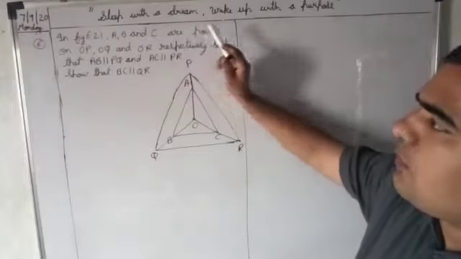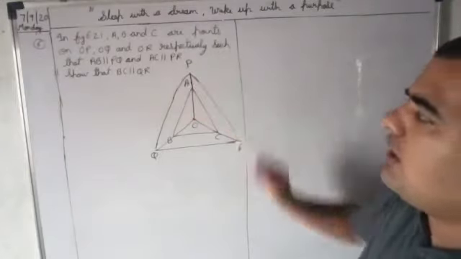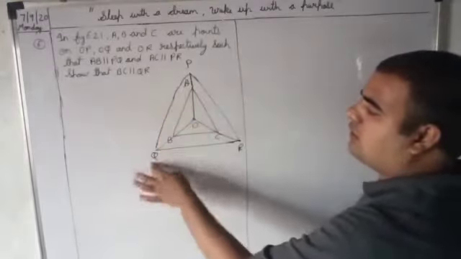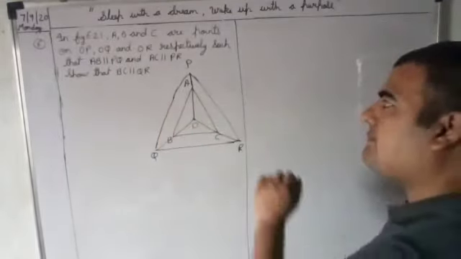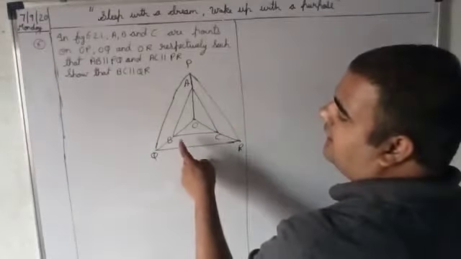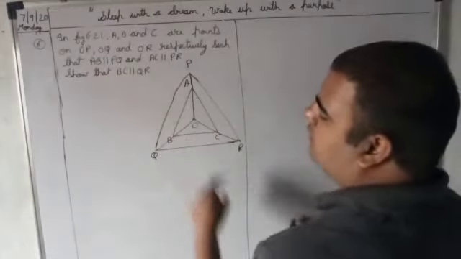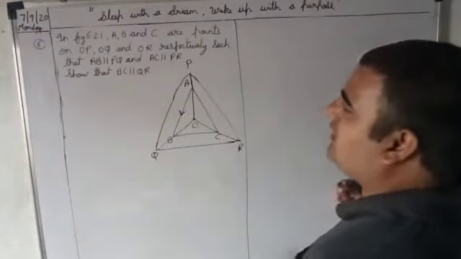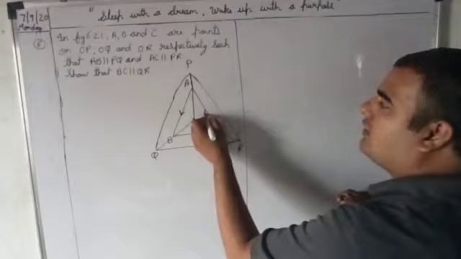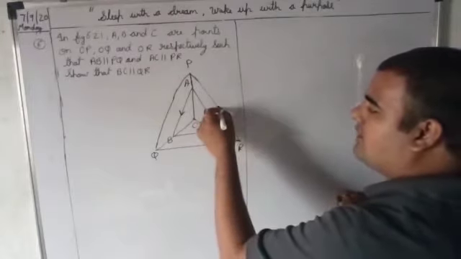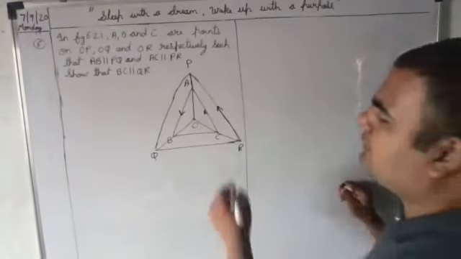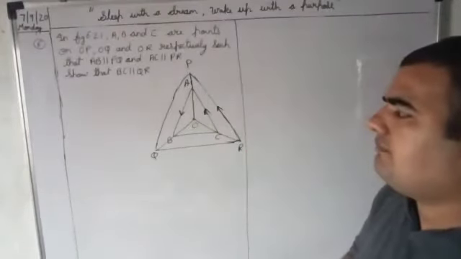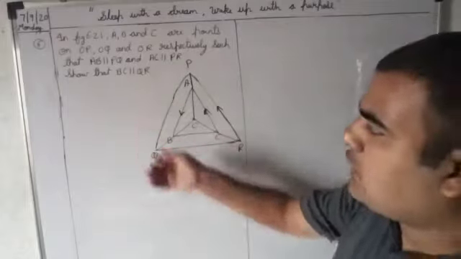A, B, C are the points on OP, OQ, OR respectively, such that AB is parallel to what? PQ. Then AC is parallel to what? PR. So, from this, you can use the basic proportionality theorem. And BC is parallel to QR.